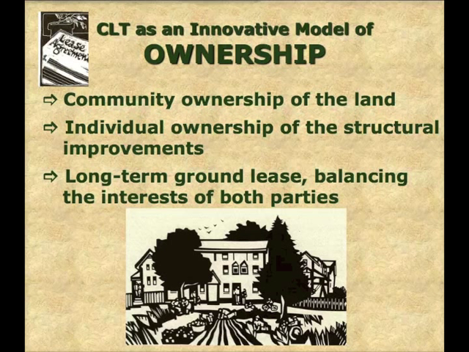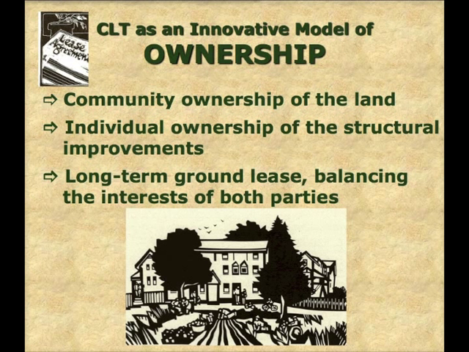Let's start by seeing how CLTs deal with the possession and use of real property. A nonprofit corporation holds and manages scattered parcels of land on behalf of a place-based community with the intent of owning this land forever. Any buildings are sold off to homeowners, cooperatives, nonprofits, or other corporations or individuals.